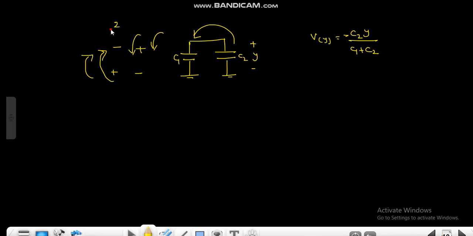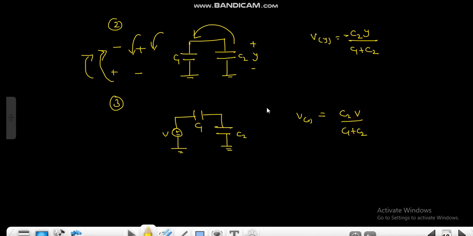And now the third one, plus minus V volt, C1 and C2. So at C1 what would be the voltage because of V? It would be C2V upon C1 plus C2. Why? Because we know for a capacitor Q equals CV, so C is proportional to 1 by V. So the voltage is divided in inverse proportion. So for C1 it would be C2V upon C1 plus C2.